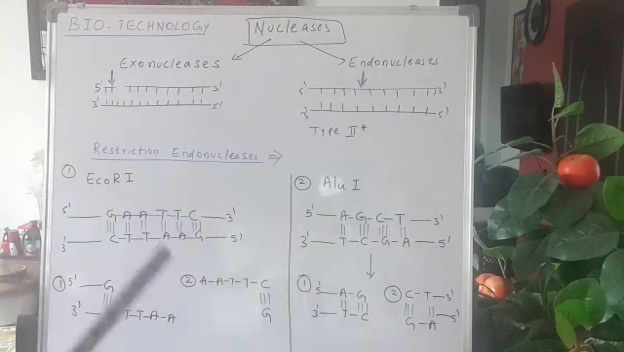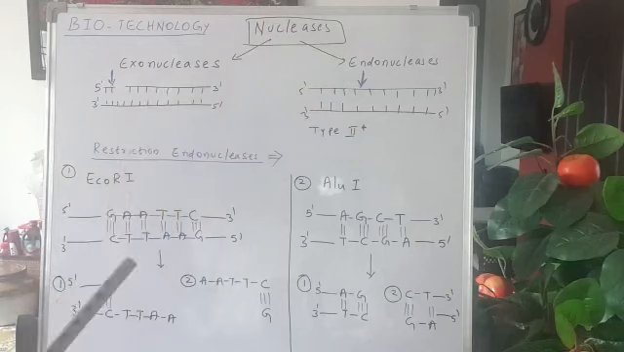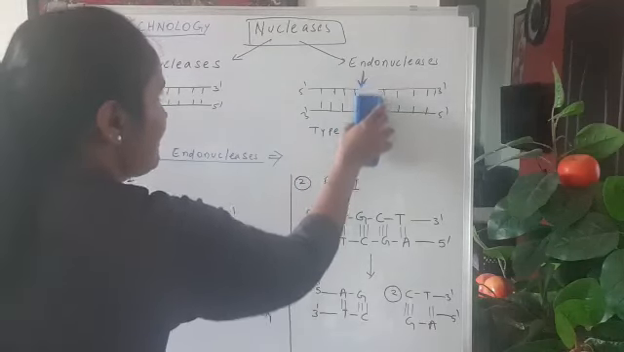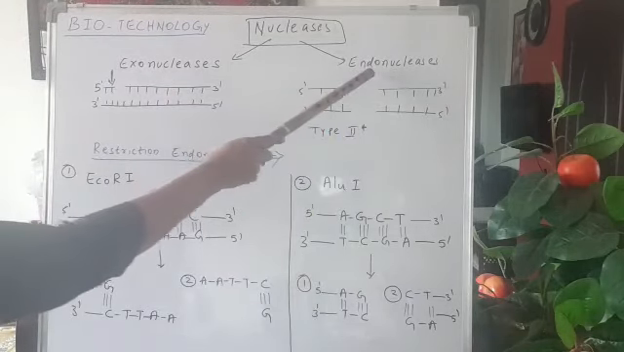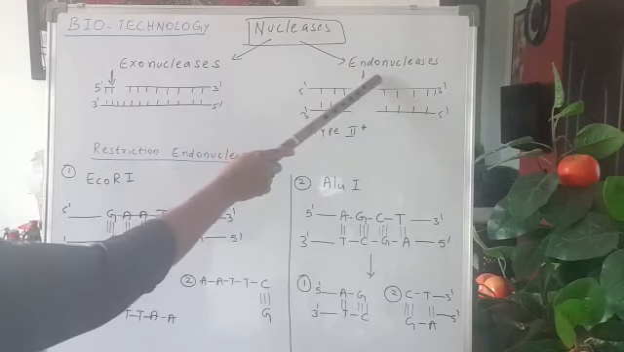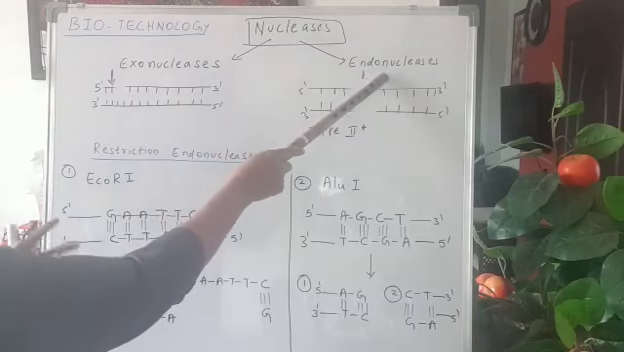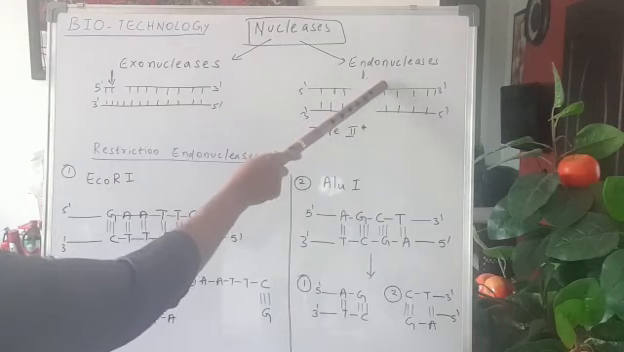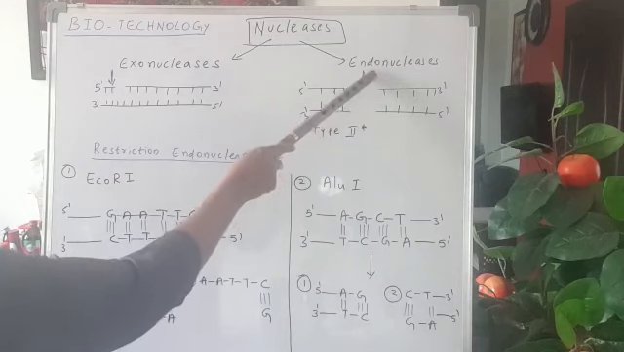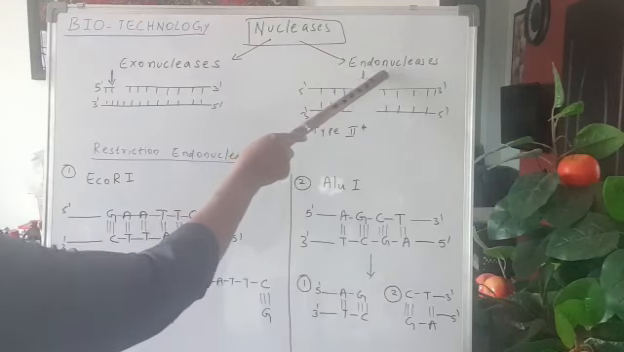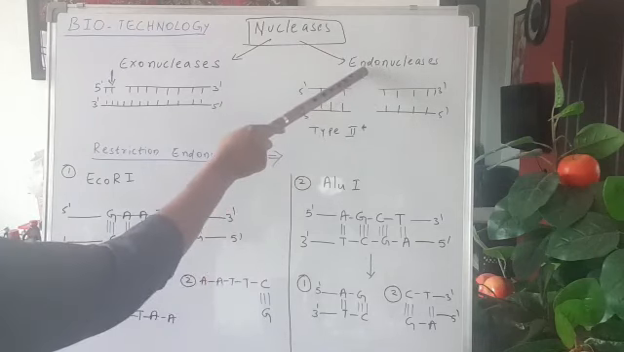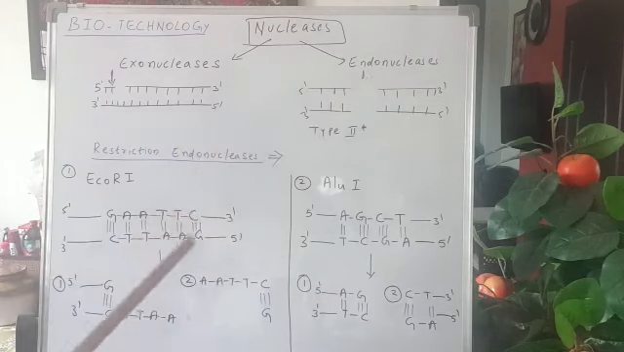Endonucleases. So these are the second type of the nucleases. They break the DNA from the middle. They break the DNA from the middle point. So these endonucleases are the enzymes which recognize specific recognition sequence and break the DNA from the middle, or they cut within the DNA. Such kind of enzymes are known as endonucleases.